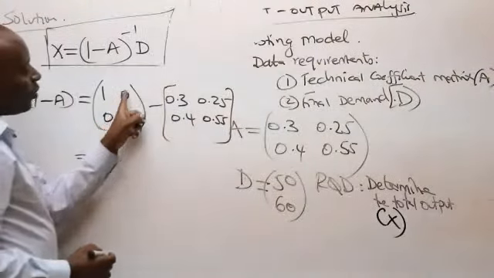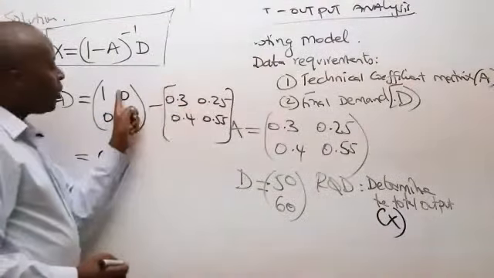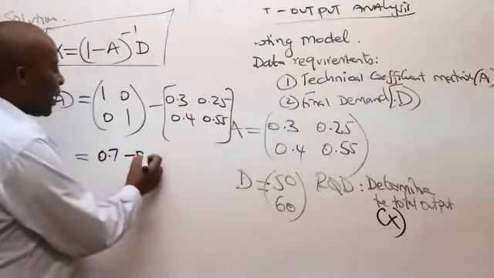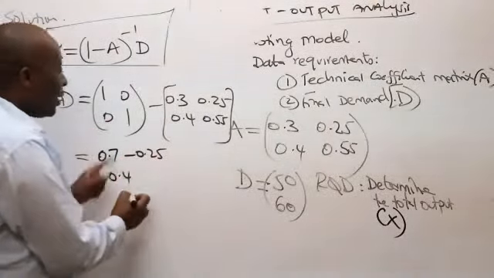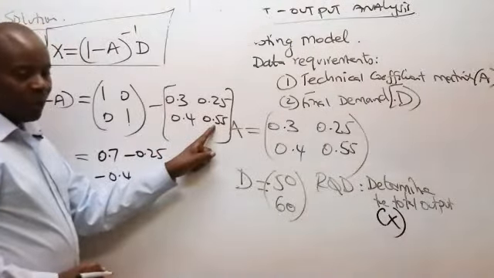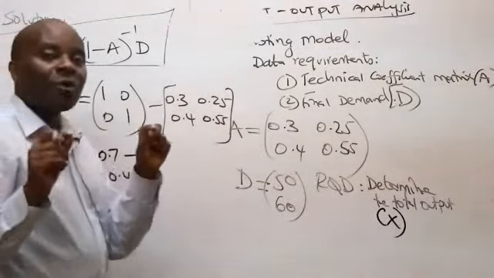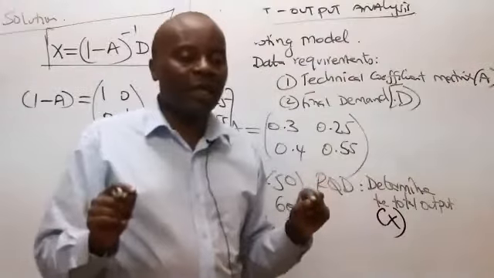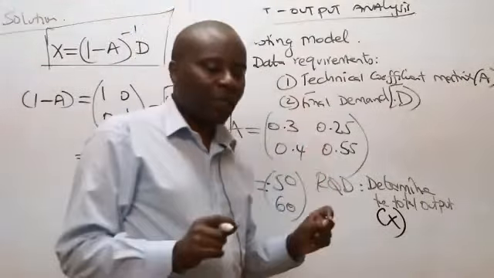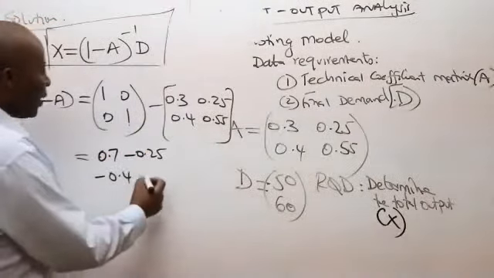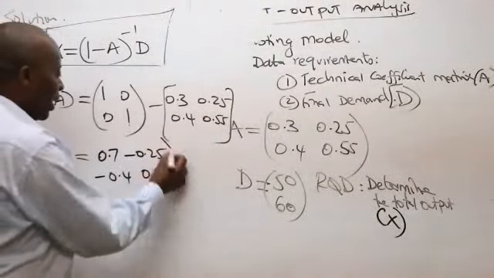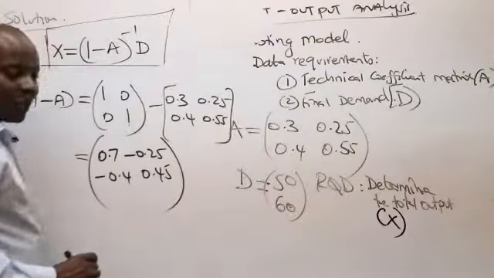And then now we have 0 minus 0.25, that gives us minus 0.25. And this gives us minus 0.4. We are subtracting corresponding elements. So 1 minus 0.55 gives us 0.45 like that.